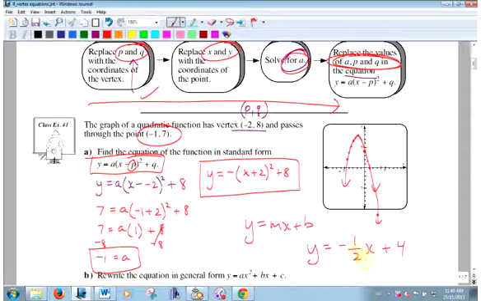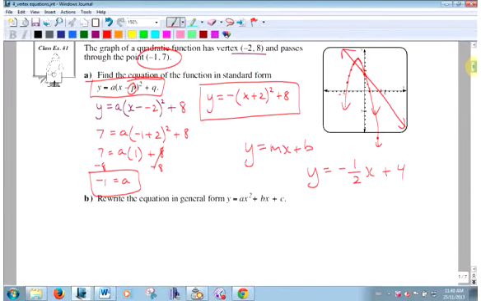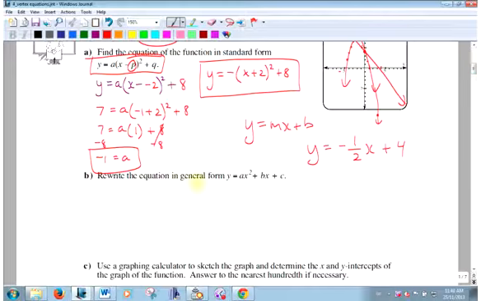I know it went through that point. I know the slope was -1/2, right? So it tilted up this way. 1 unit of rise, 2 units of run. That's what it looked like. Okay? So same kind of thing, only now this is a quadratic, not a line. Okay? Rewrite this in general form.